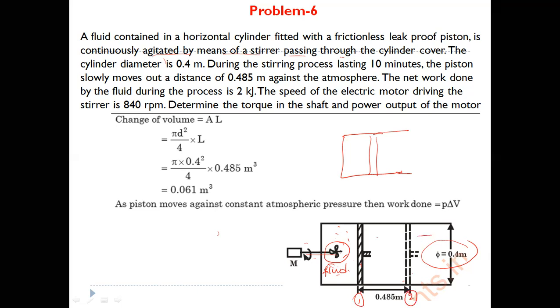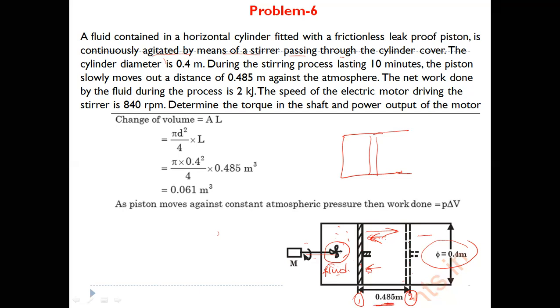Atmospheric pressure always acts in this direction. So the piston will move in the direction opposite to this atmospheric pressure. That means against atmospheric pressure, the piston moves through a distance of 0.485 meters.